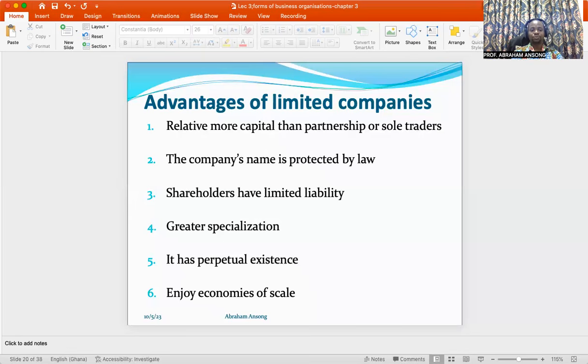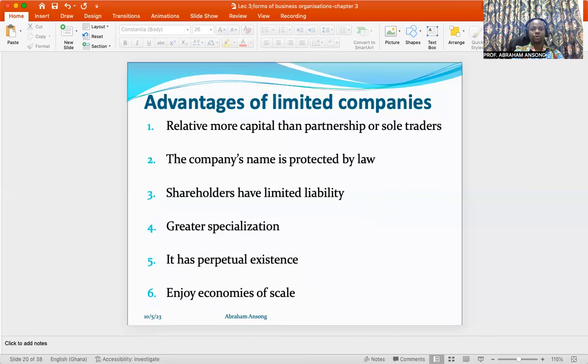The next point we've also explained is that it has perpetual existence. The death of a member of a company does not result in the death of the company. In fact, they might not know. The company and its management wouldn't know that a member has even died. Okay, if you're dealing with a very huge company or a public company, they won't even realize and feel the death of a member of the company. So there is perpetual existence when it comes to companies.